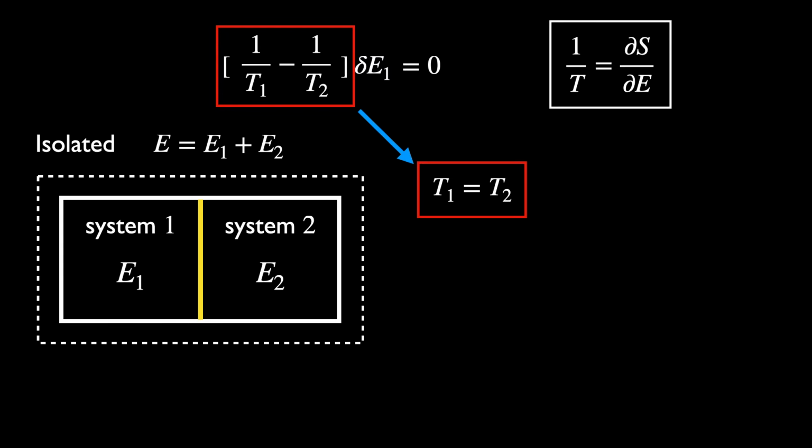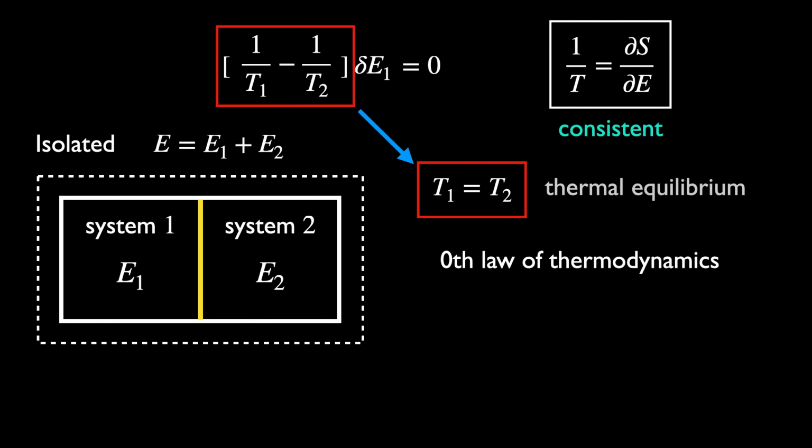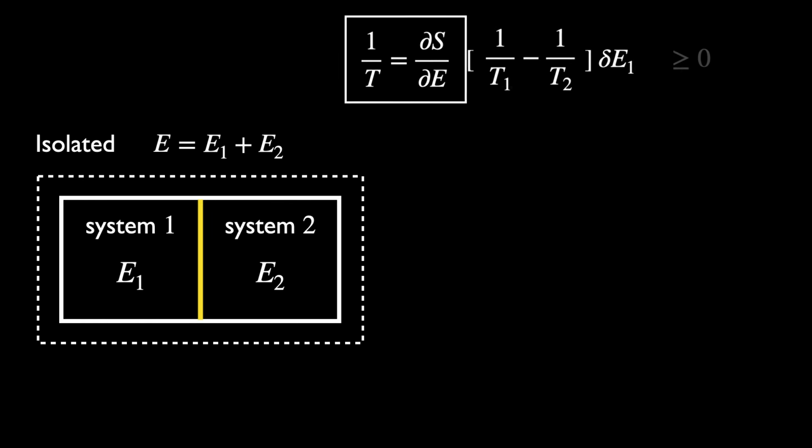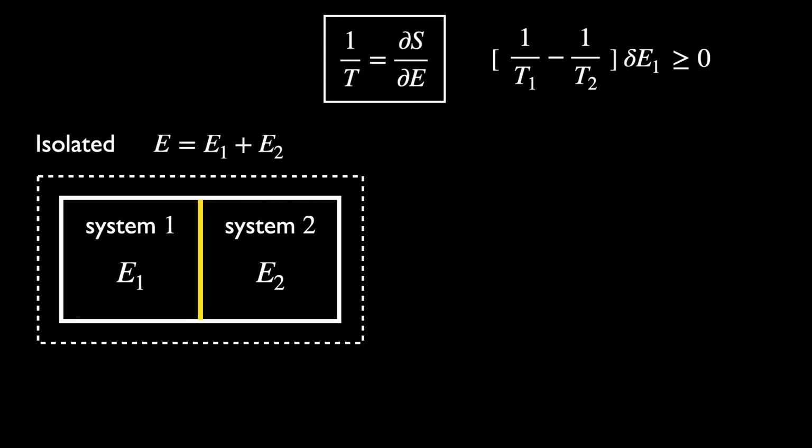Thus we have shown that our definition of T is consistent with the zeroth law of thermodynamics: two systems in thermal equilibrium have equal temperatures. But at this point, we have to put up an important disclaimer.